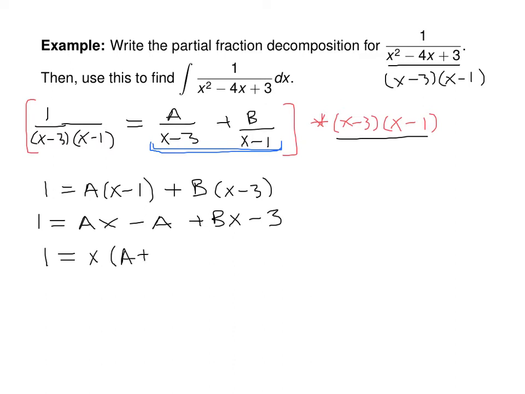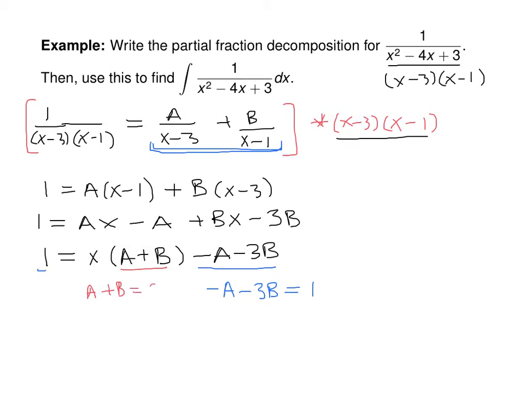Now we distribute. 1 equals ax minus a plus bx minus 3b, or 1 is equal to x times the quantity a plus b, minus a minus 3b. And now for this to be true, negative a minus 3b is going to have to equal 1. That's the constant. So negative a minus 3b is equal to 1. And a plus b is the coefficient of x, and there are no x's on the left-hand side, so a plus b has to equal 0.